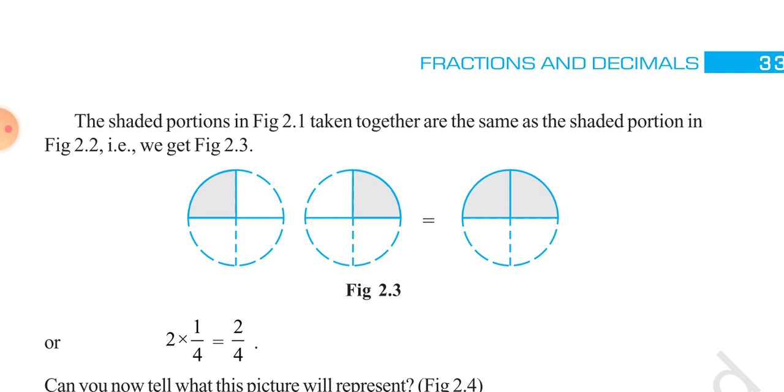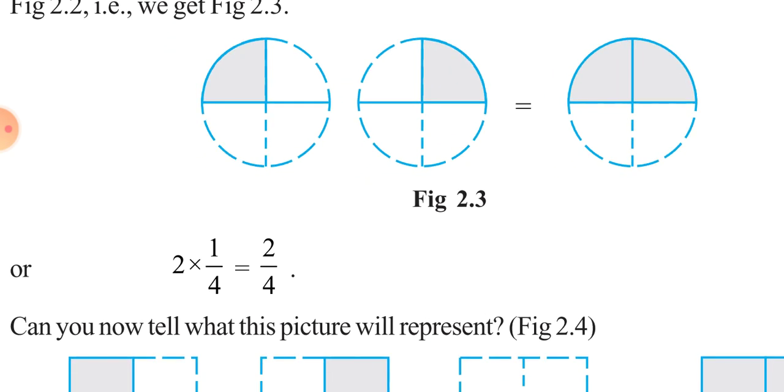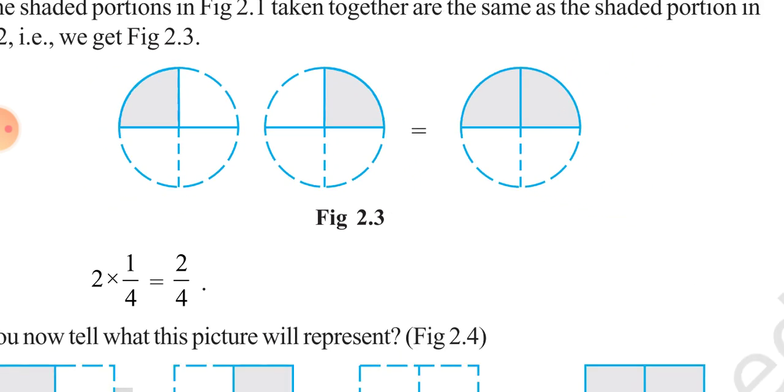So students, we are having the two circles here. So the total fraction will be 2 multiplied by 1/4, because in the first circle it is the 1/4 shaded part of the total, and in the second circle also it is 1/4 of the total shaded part. So we will multiply 1/4 with 2. So it becomes 2/4, which is equal to the total shaded part shown in the third figure. In this way you can multiply the fractions with the whole numbers and calculate the total number of the fractions.